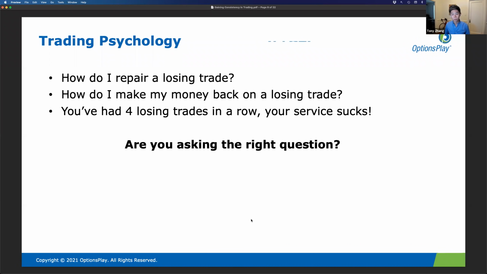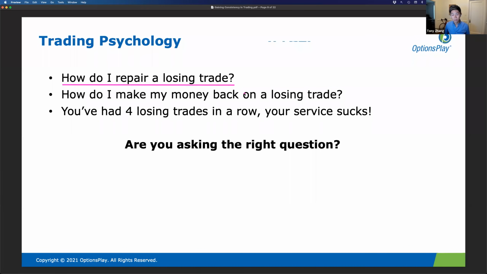The problem is not the asset class you're trading. The core of the problem is not the strategy you're trading. It's not the way that you're trading. It has to do with how you decided to manage risk on a trade. So we really have to spend some time looking at how you manage risk. And the reason I know psychology is at the core of the problem is because this is the type of question that I receive on pretty much a daily basis. I get questions from investors saying, I have a losing trade. How do I repair that trade?